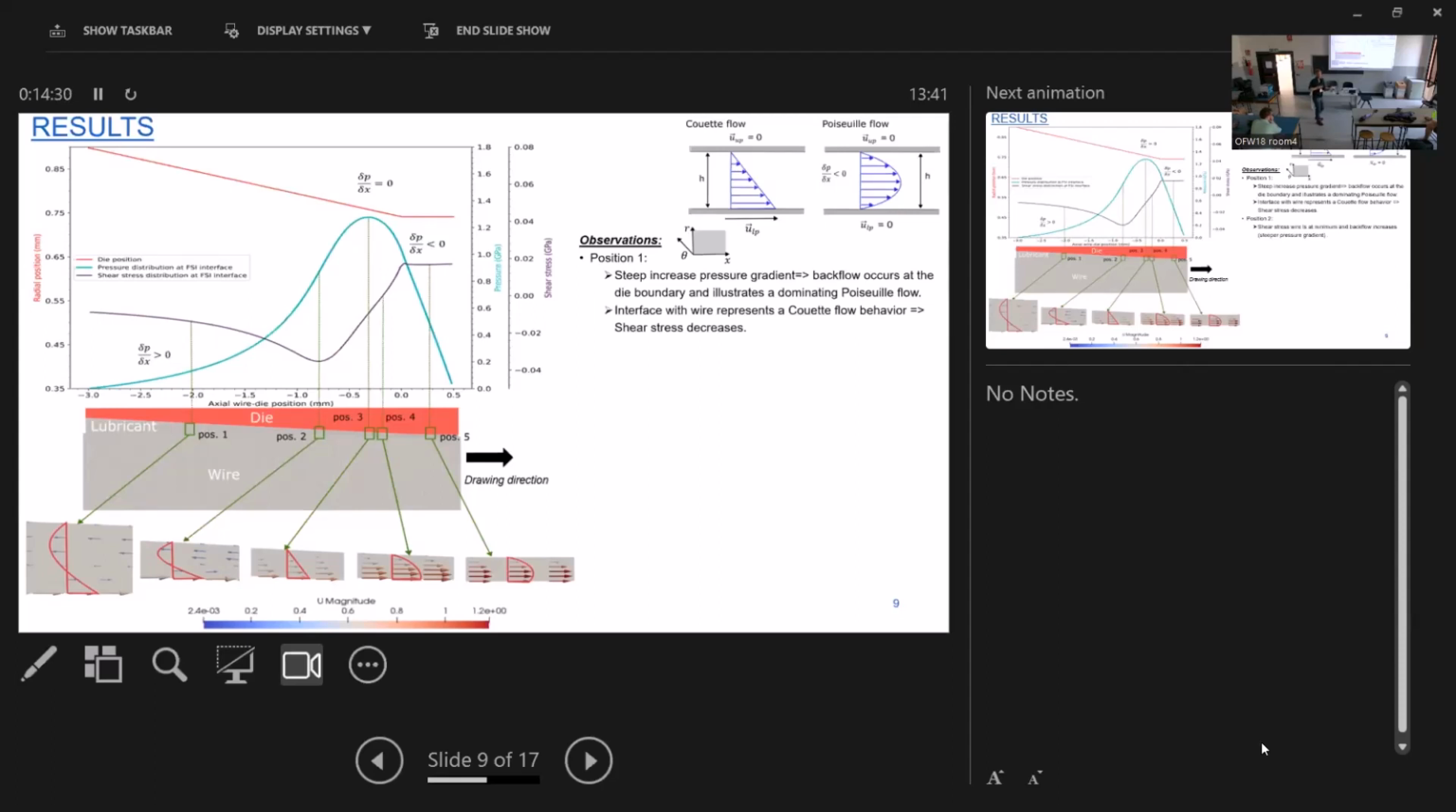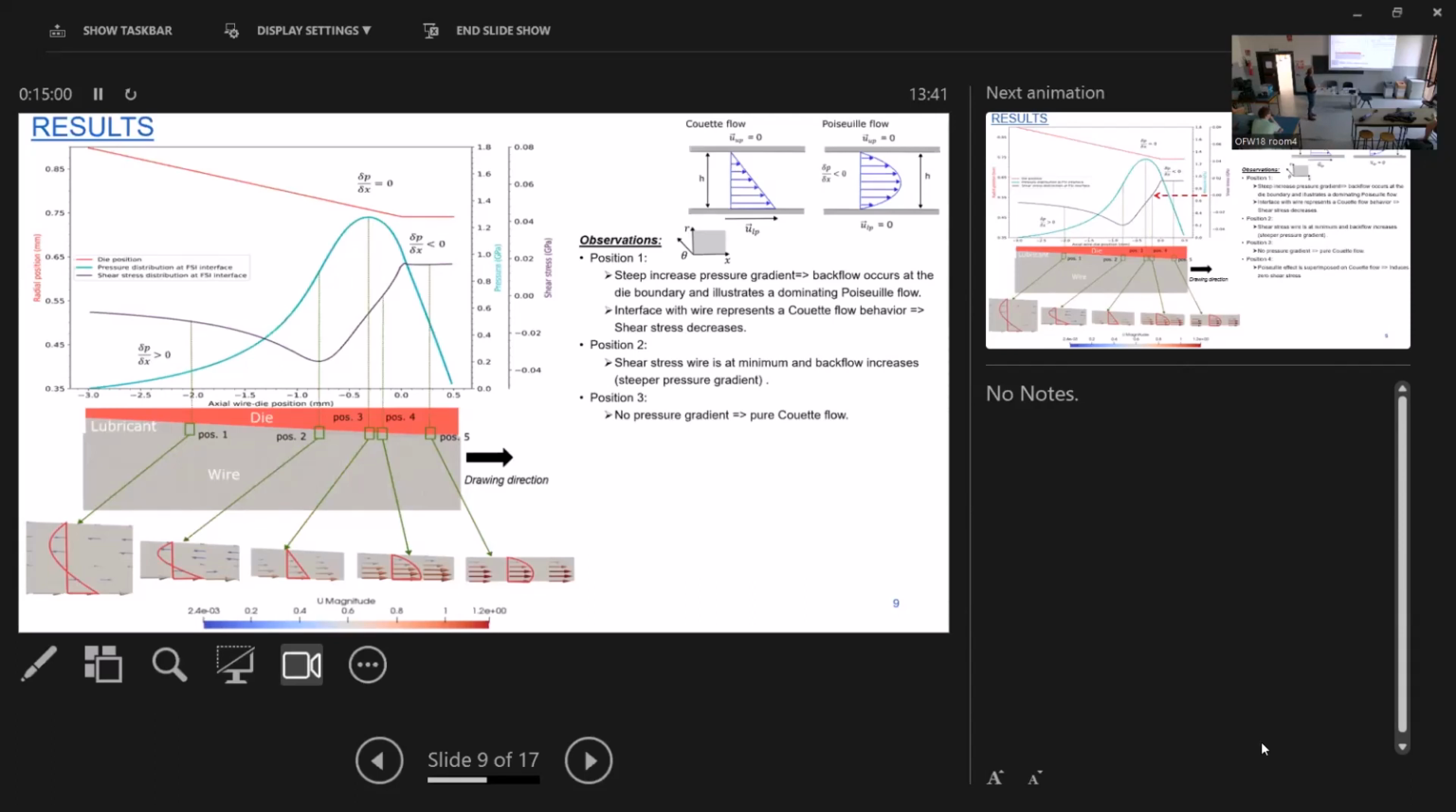However, as we see here at the interface of the wire and the lubricant, we have forward flow. So actually here, we can see it as well, the shear stress decreases quite significantly. If we check position 2, we see a steeper pressure gradient, so it means our backflow becomes stronger. And we have a minimum in shear stress in values, but a maximum in magnitude. Yeah, as you can see here.